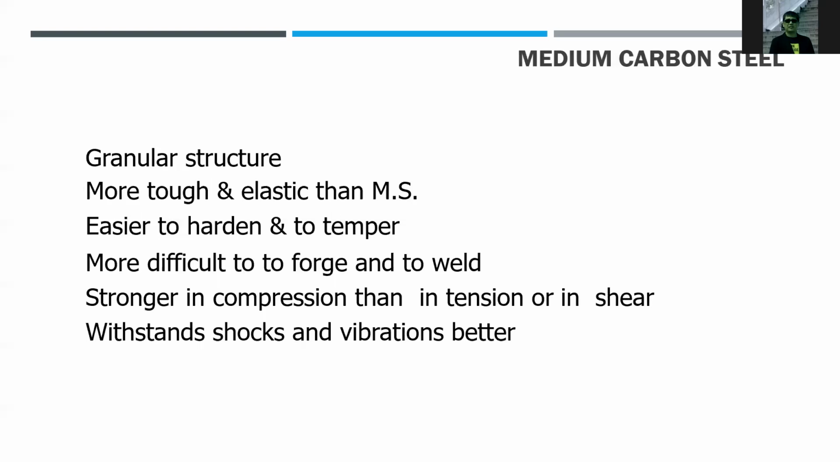So we have also medium carbon steel. It is granular, tougher than mild steel, and elastic. Easier to harden or temper, more difficult to forge and to weld, stronger in compression than in tension and shear, and withstands shock and vibration better.